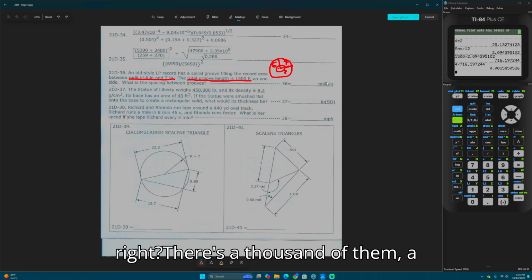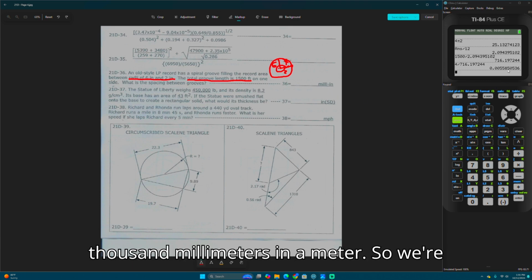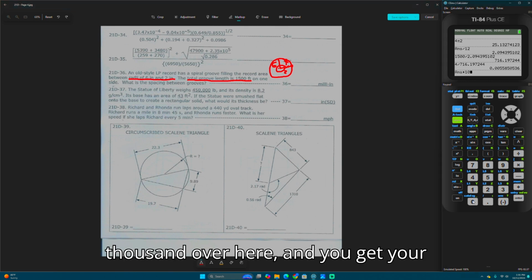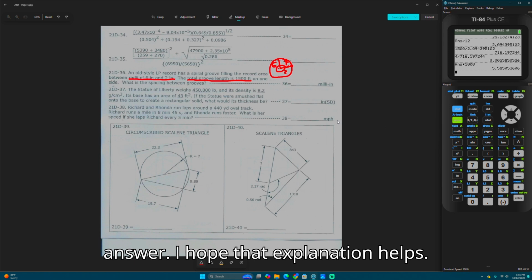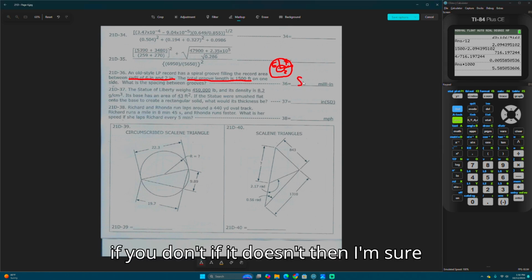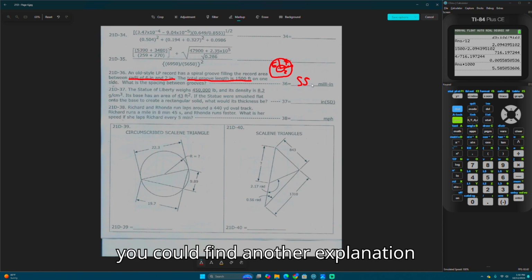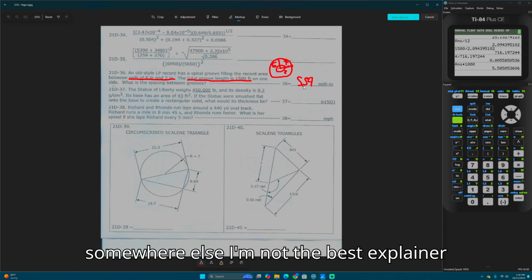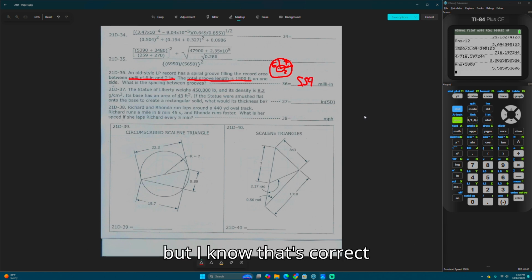There's 1,000 of them, 1,000 millimeters in a meter. So we're gonna have to multiply by 1,000 over here, and you get your answer. I hope that explanation helps. If it doesn't, then I'm sure you could find another explanation somewhere else. I'm not the best explainer, but I know that's correct.